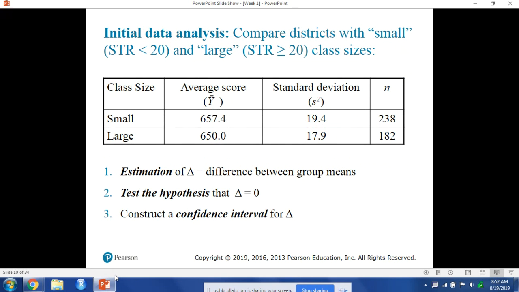For our first analysis, we're going to break the data into two groups: one that has a student-to-teacher ratio of less than 20, and another group that has 20 or more students per class. So we have the average and the standard deviation in our sample size. We can see that the two samples are of different sizes.